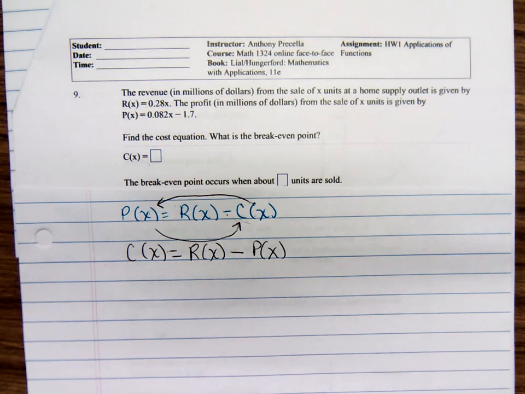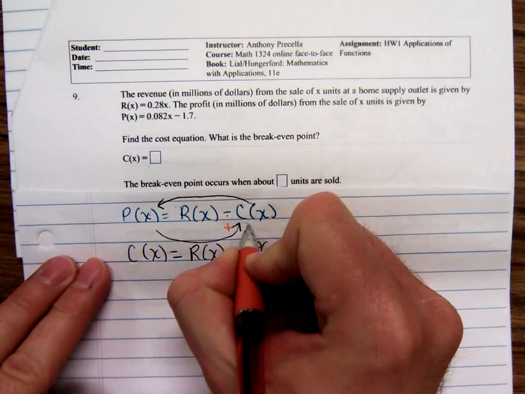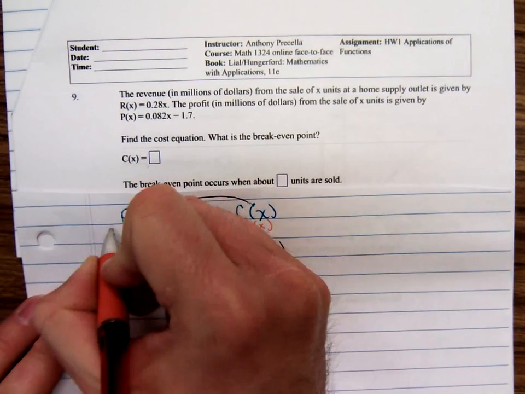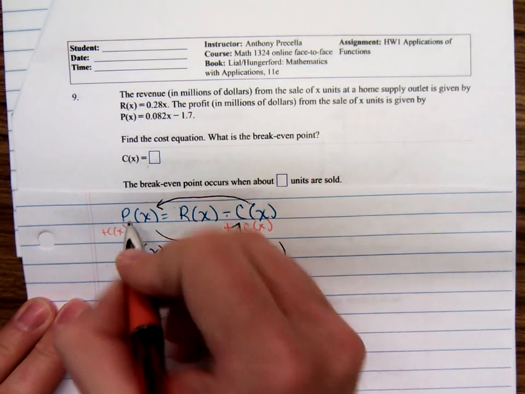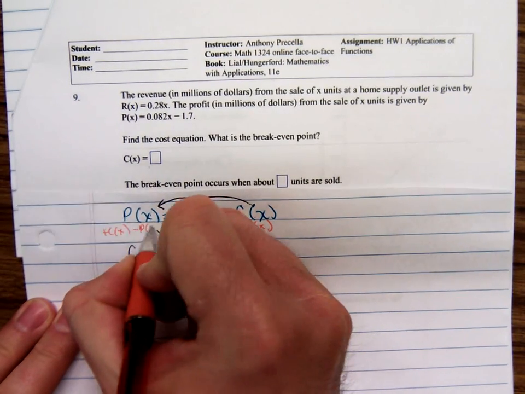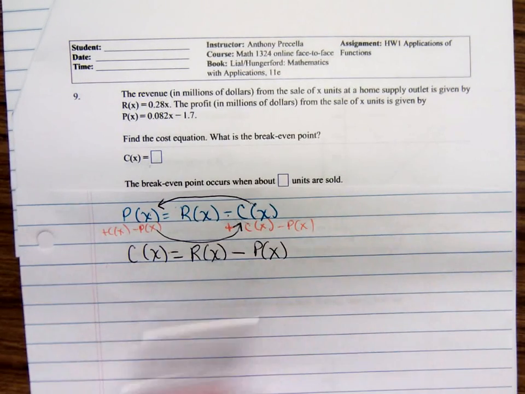What I'm actually doing there is, where's my invisible orange ink? This orange ink is very dim. Add C of x to both sides. So that is the C of x here. And subtract P of x from both sides. Or just move those things across the equal sign and change the sign.